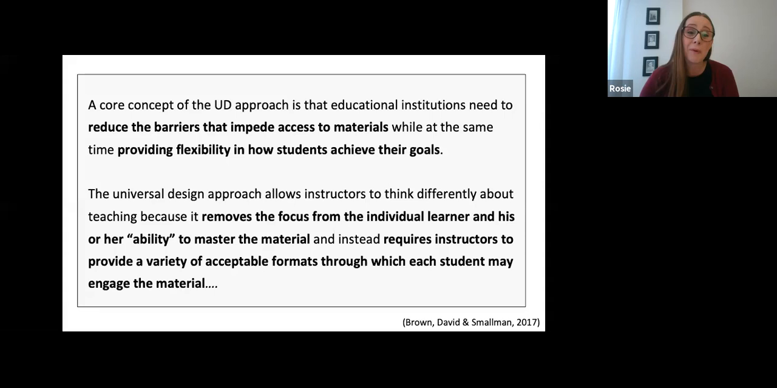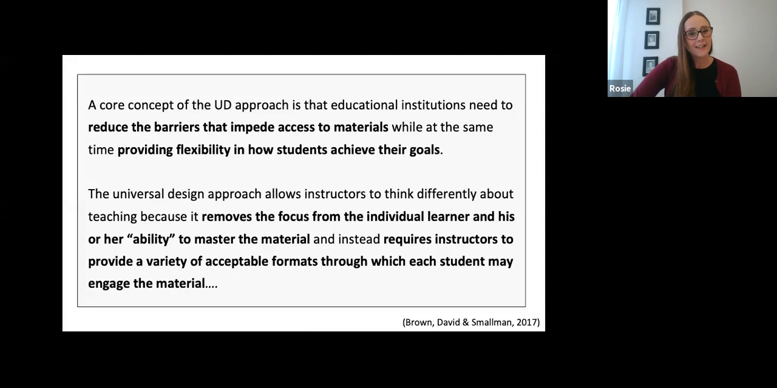In the second paragraph, it says, the universal design approach allows instructors to think differently about teaching. Why? Because it removes the focus from the individual learner and his or her ability to master the material, and instead requires instructors to provide a variety of acceptable formats through which each student may engage in and with the material. So we're going to start talking about this, but before, we have to go deeper into what universal design for learning is.